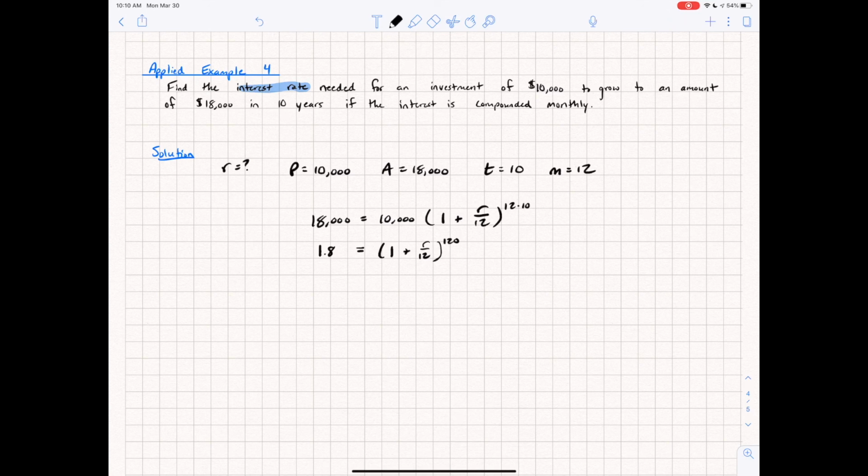All right, and now I need to get the r by itself, but the r is locked by this exponent of 120. Now, generally, if I'm trying to get rid of this power, we would take a square root, a cube root or a fourth root, but I don't want to take the root of 120. So instead, I'm going to incorporate the same rules that we did a little bit beforehand, where I'm going to take the ln of both sides in order to get rid of that power. By getting rid of that power, I'm referring to bringing that power down to the front.